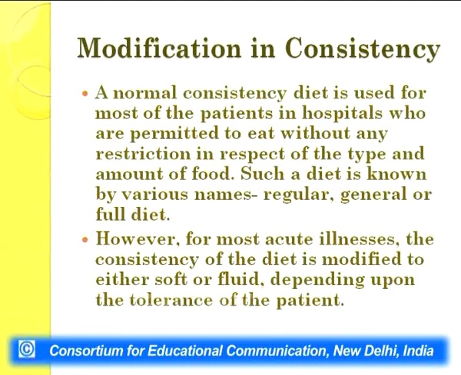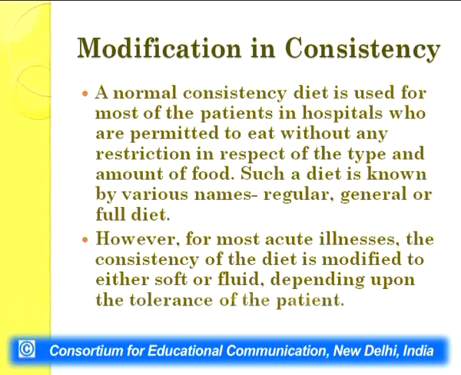Now, I come over to the five aspects which need to be taken care of while modifying the diet. The first is modification in consistency. A normal consistency diet is used for most of the patients in hospitals who are permitted to eat without any restriction in respect of the type and amount of food. Such a diet is known by various names as regular, general or full diet.